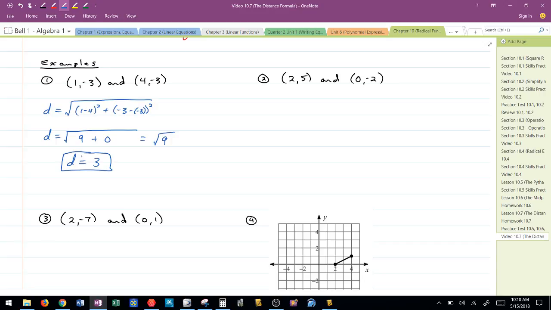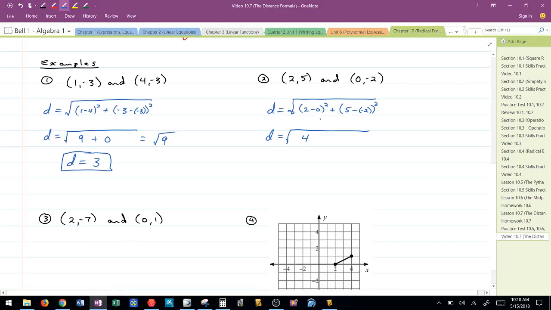All right. So for this next example, using the distance formula, I'm going to take the square root of 2 minus 0 squared plus 5 minus negative 2 squared. This gives me a distance of the square root of 2 minus 0 is 2, squared is 4. 5 minus negative 2 is 7. 7 squared is 49. 4 plus 49 gives me the square root of 53.